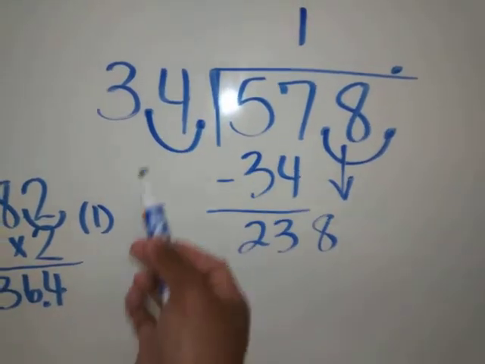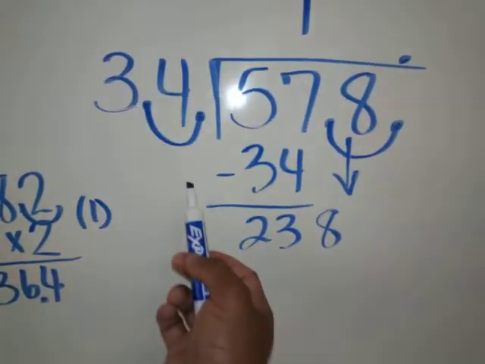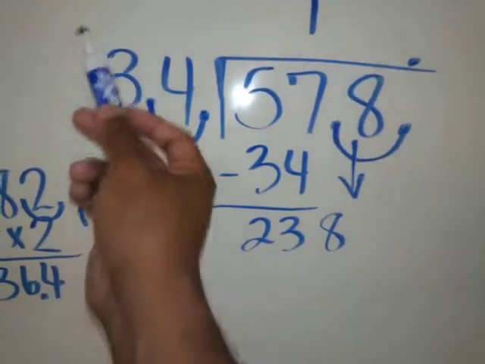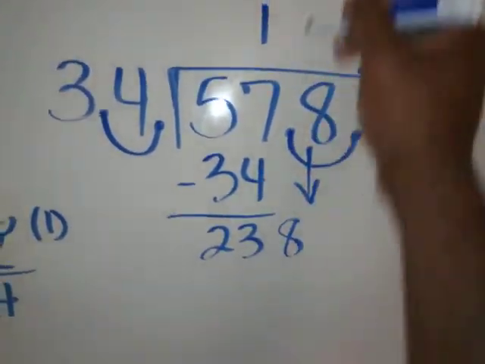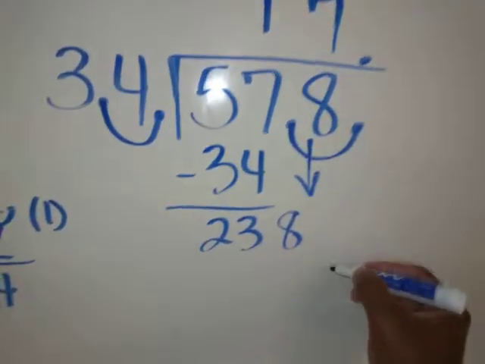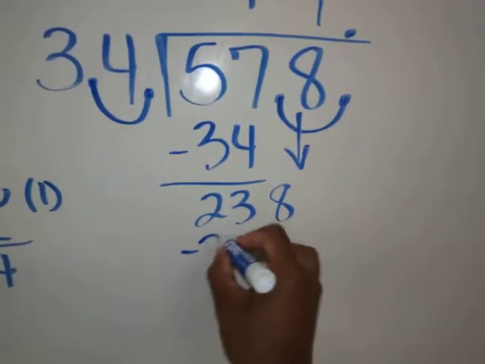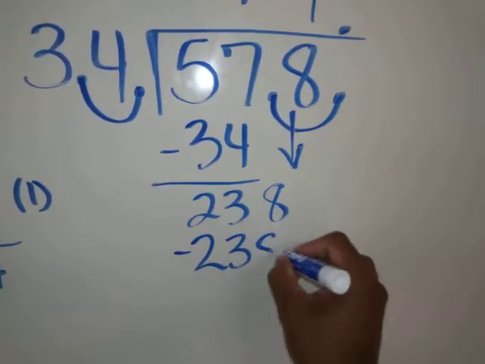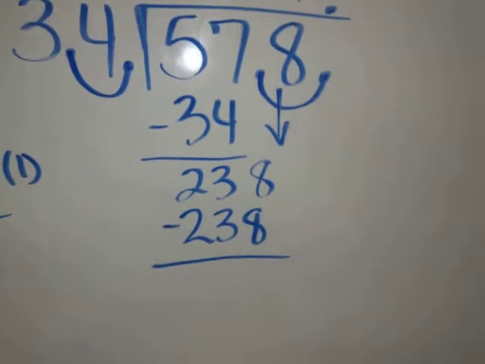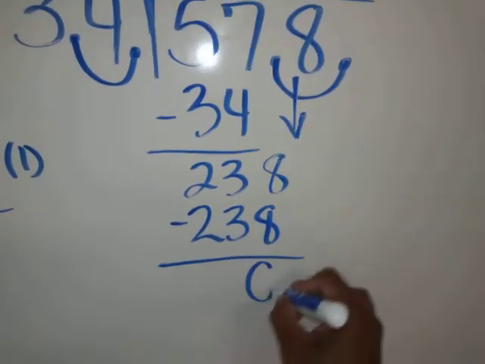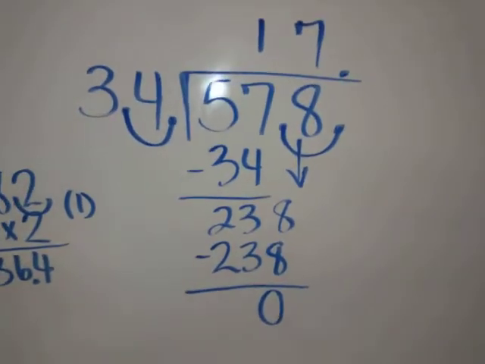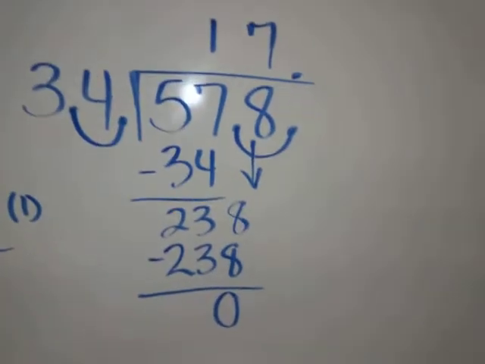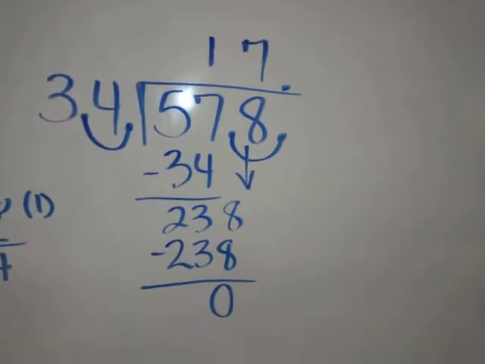7 times 4 is 28. 8, carry the 2. 7 times 3 is 21. 21 plus 2 is 23. Oh, it checks out, see? 7 times 34, and we're going to get 238, minus 238. You subtract this, you will get an outcome of 0. So let's just verify if our answer as the quotient of 17 is correct.